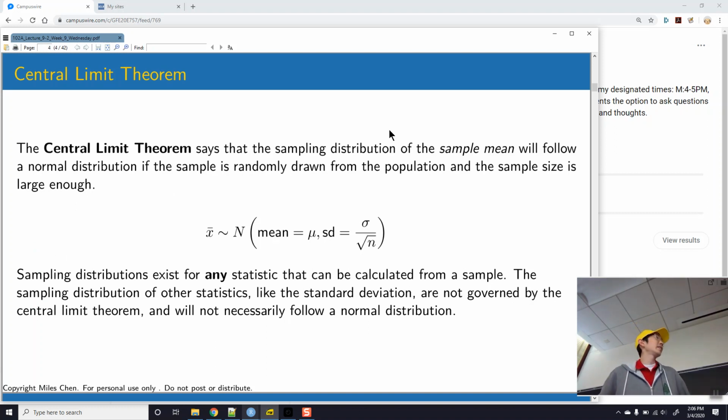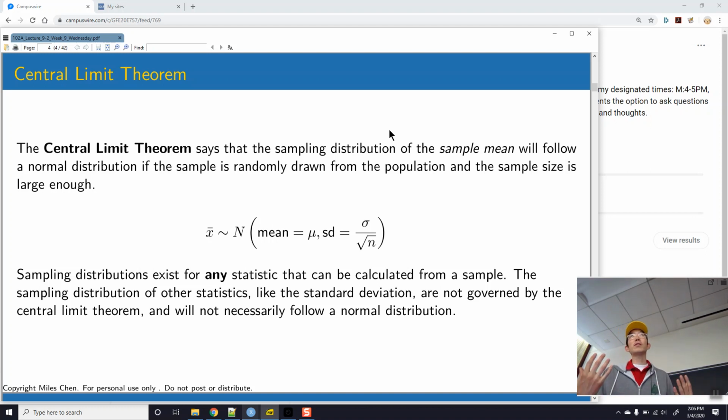A key idea that appears, at least in the intro stats class, is the central limit theorem, which basically says that if you're looking at the sampling distribution of the sample mean, then it's going to be normal, as long as the sample size is big enough. And so x bar comes from the normal distribution, centered at mu, with standard deviation sigma over the square root of n.